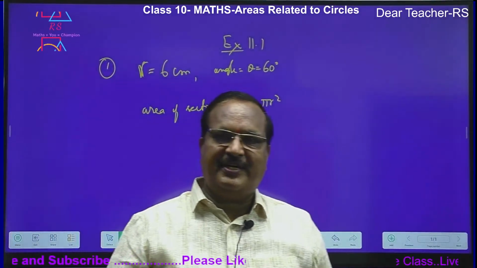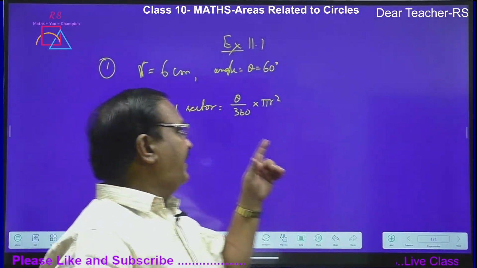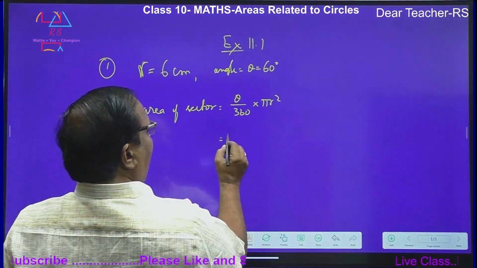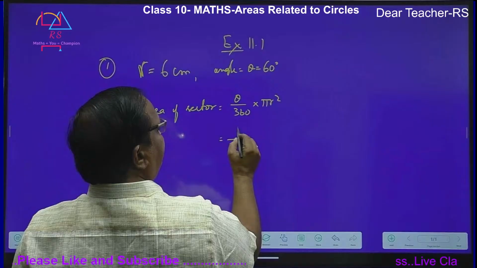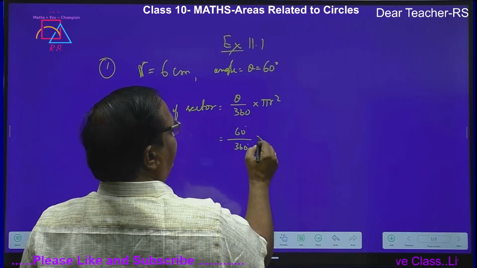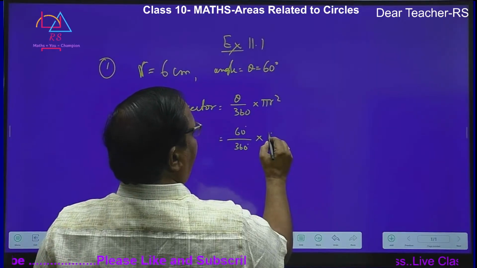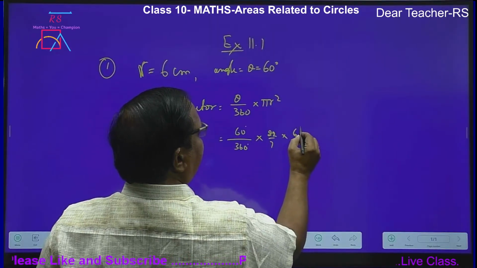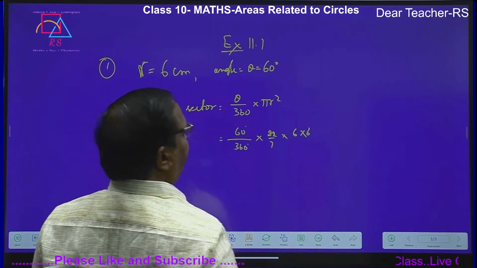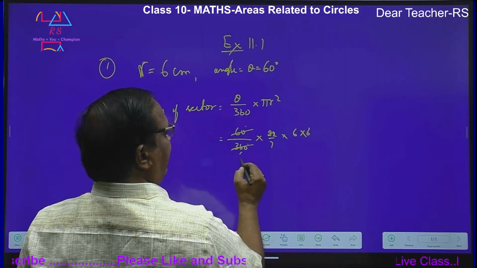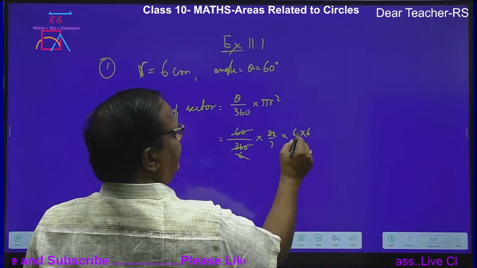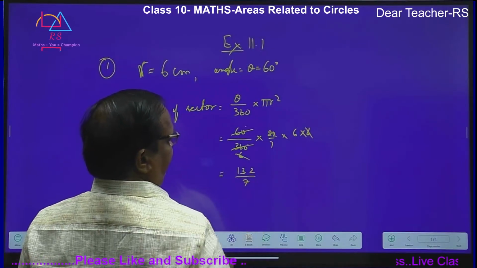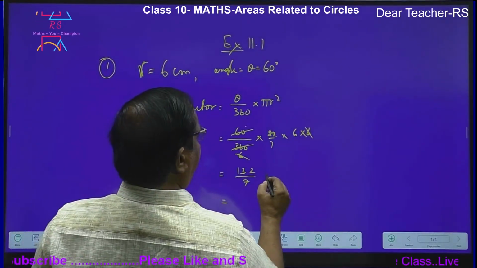If the same question comes, please don't start the problem without writing the formula. Formula carries marks. Now substitute the values in this. Theta is 60 degrees, 60 degrees by 360 degrees into pi. I'll write 22 by 7, into r square, which is 6 square. I'll write 6 into 6. So cancel, and 1 6 will get cancelled. So 132 by 7 square centimeters.